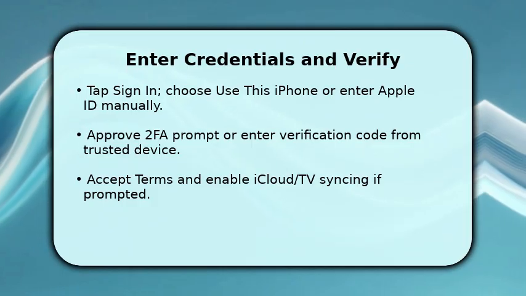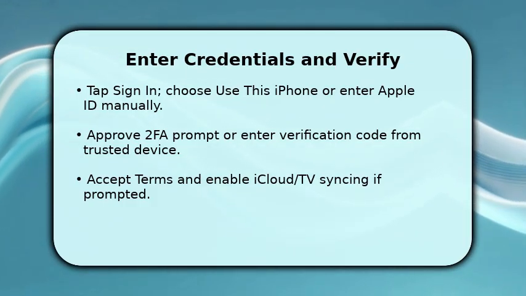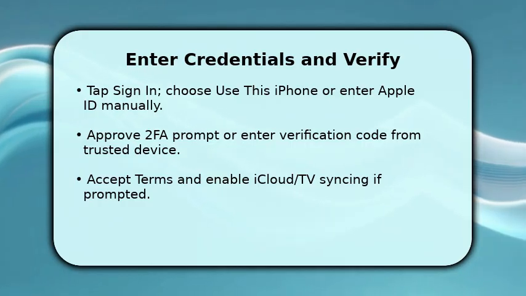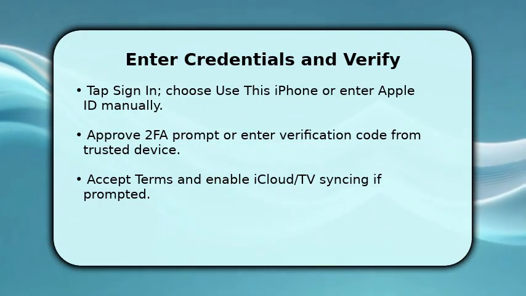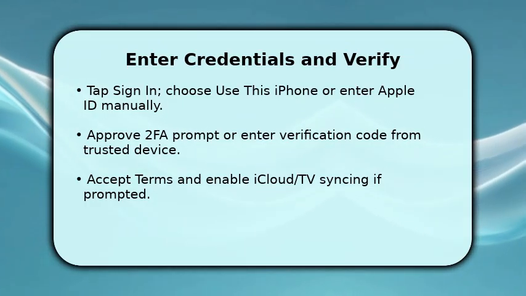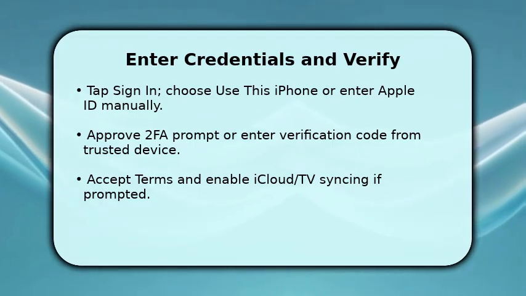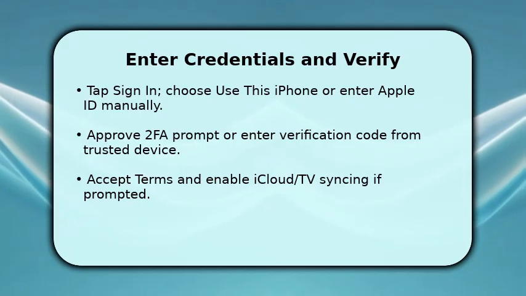When prompted for two-factor verification, approve the alert on your trusted device or type the 6-digit code sent to your phone. This proves it's really you. After credentials and verification, accept the terms and conditions and enable iCloud or TV syncing if you want your purchases, an Up Next list available across devices.